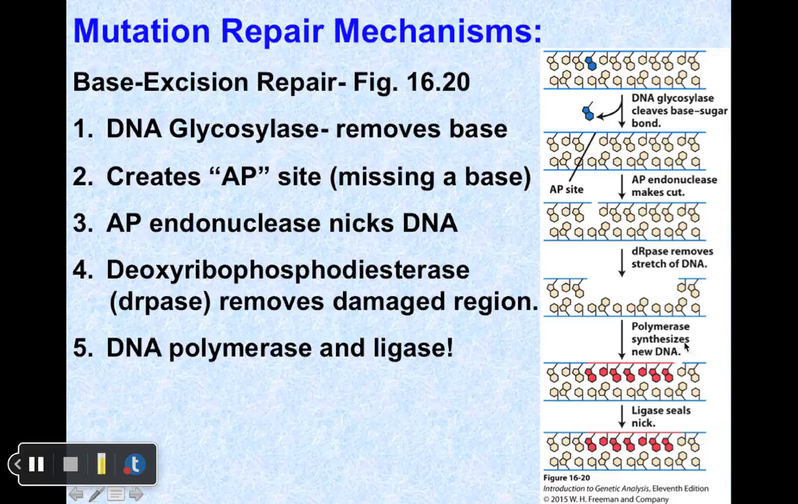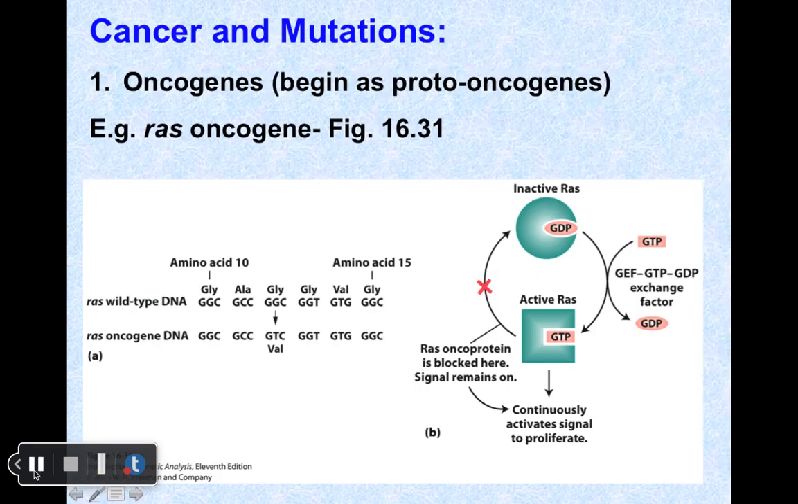Then, essentially, we just have normal DNA replication. So DNA polymerase comes in, inserts the appropriate complementary bases shown in red, and then ultimately DNA ligase connects the bonds between adjacent nucleotides, thus sealing the nick in the DNA. So this is essentially a mechanism by which a damaged base can be removed and replaced with a normal base.